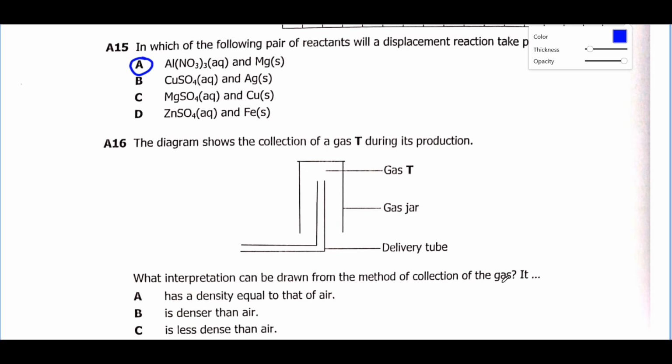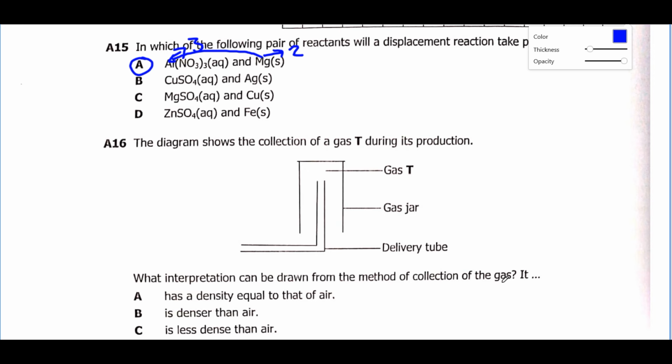Why? Magnesium is in group 2, aluminium is in group 3. And if you use the reactivity theory, you'll be able to see, and it will guide you on how to deal with this one. So magnesium is more reactive than aluminium. It can displace this one. We go to question number 16.